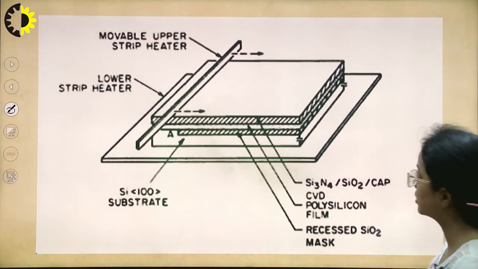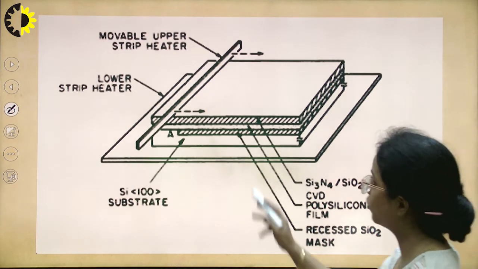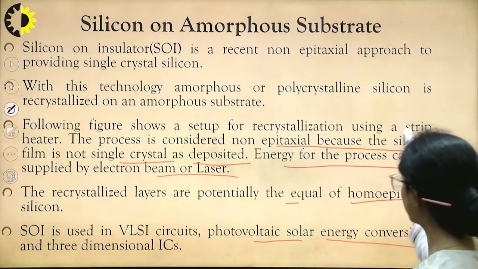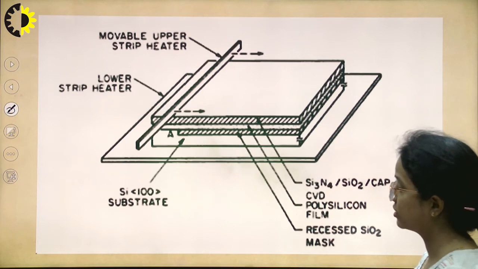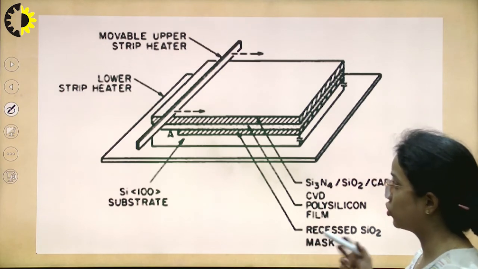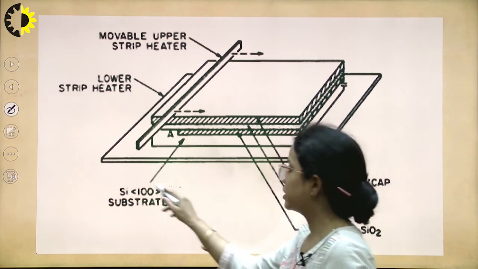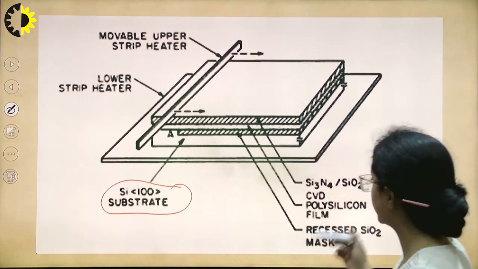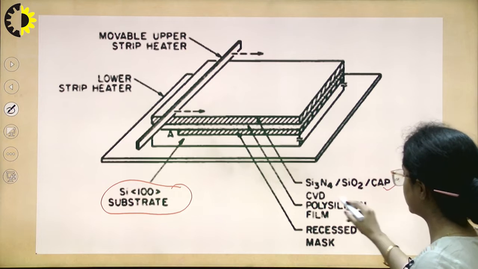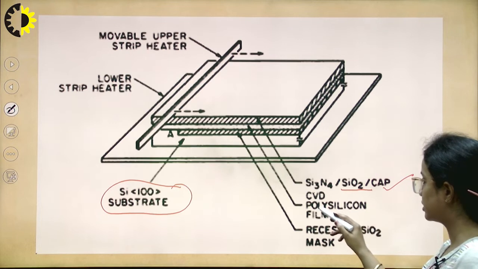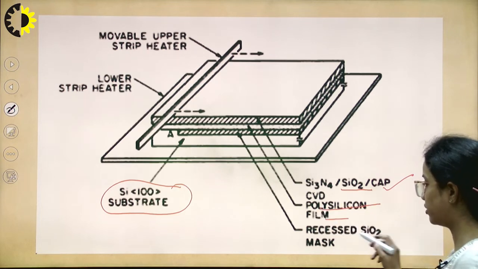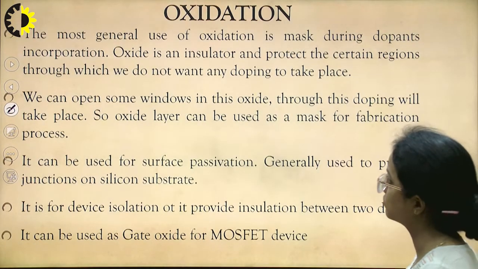Here is again the diagram which we have discussed in the previous section. We can see it has a movable strip heater. We talked about the strip heater. Here we have a movable strip heater, and just below that we have a lower strip heater. In between, we have a silicon substrate, and these are the various layers: SiC, Si3N4, SiO2, and there is a polysilicon film, and there is a SiO2 mask as well. So this is how things are done.